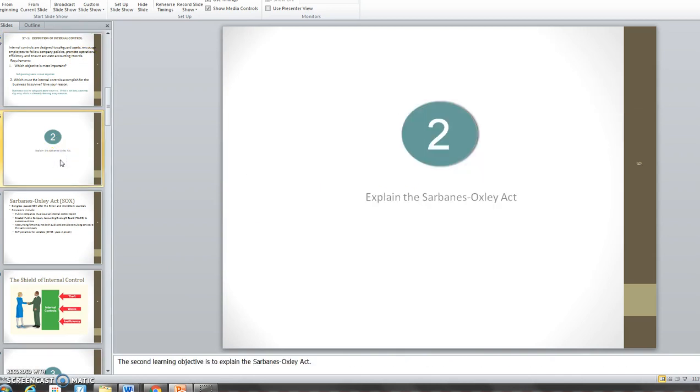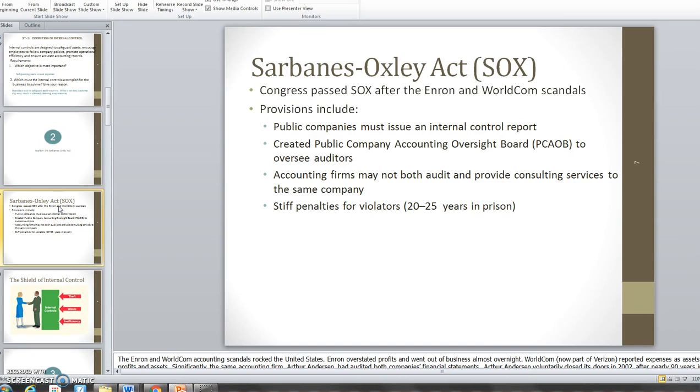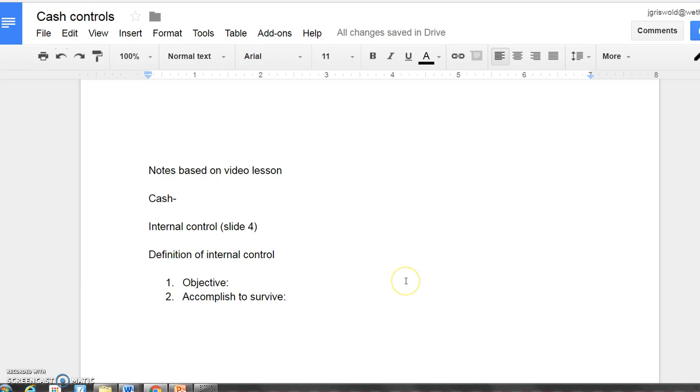The Sarbanes-Oxley Act. This was passed after the Enron and WorldCom scandals. These are the provisions. The public companies must issue an internal control report, have the Public Company Accounting Oversight Board. You cannot have an auditor provide consulting services to the same company, and there are penalties. Again, go back to your notes and summarize the SOX Act.